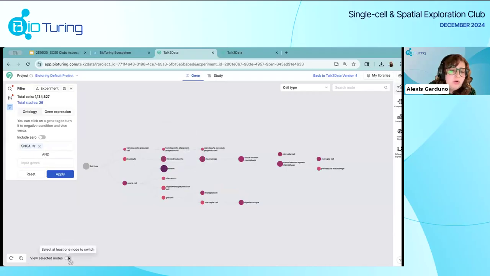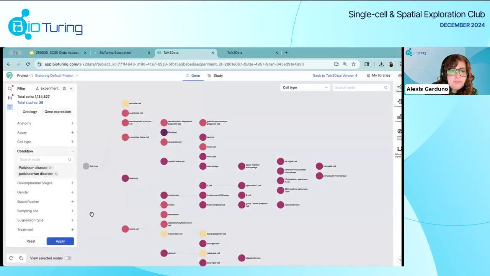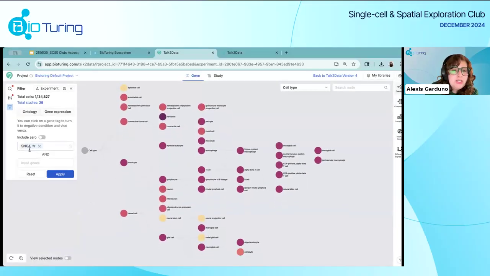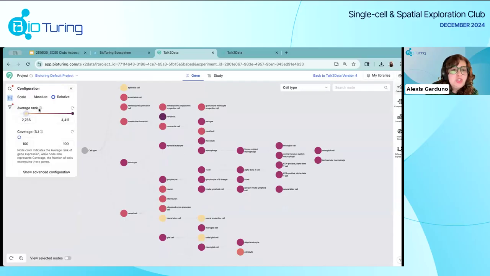And we can also change this if we're adding other filters like cell types. If we want to focus only on certain populations, we can view those selected nodes only, or those cells that are coming from those selected nodes or filters. So that's also something to keep in mind. When we apply that search, looking at the gene expression of this particular factor within these samples, we can still see that it's mainly focused, and we can also change the average rank as well.